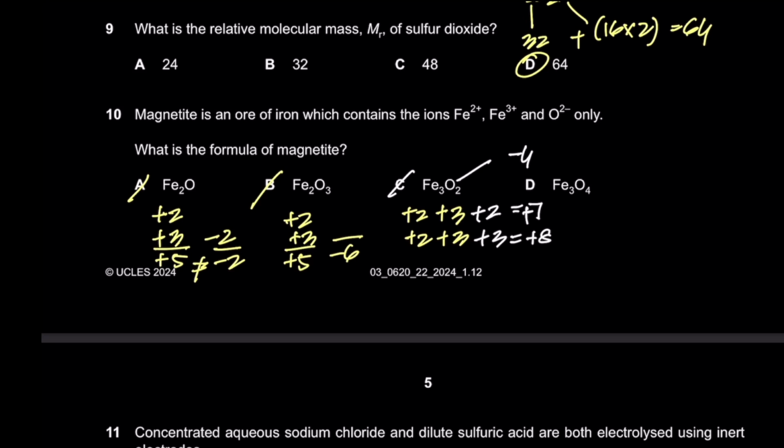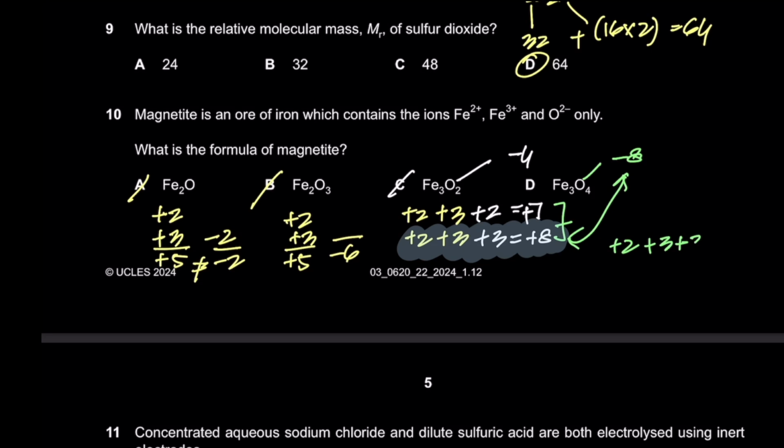But you check D out, in D you have the same 2 irons, the same 3 irons, but here you have a charge of -8, right? And absolutely, this satisfies option D. So you can have a +2, a +3, and another +3 to satisfy the charge of -8, right? So the negative charge must be equal to the positive charge in an ionic compound because ionic compounds have no overall charge. So you must know that, and that's why D is the correct option.